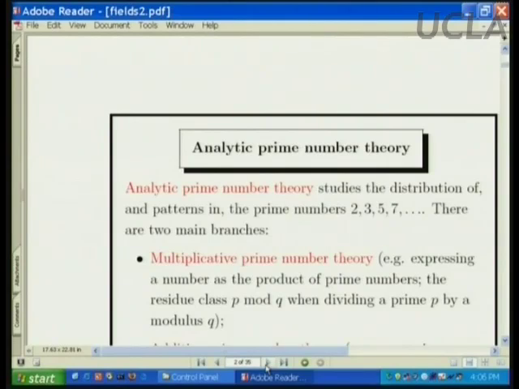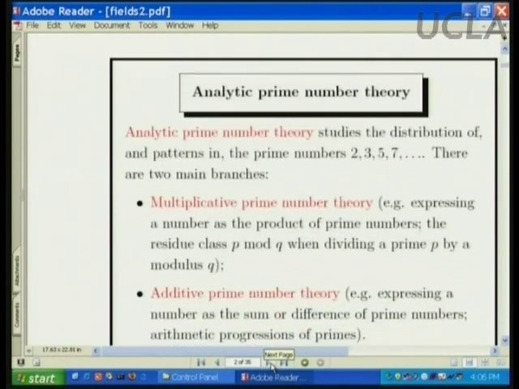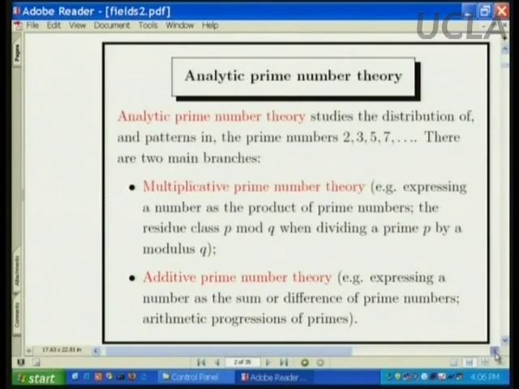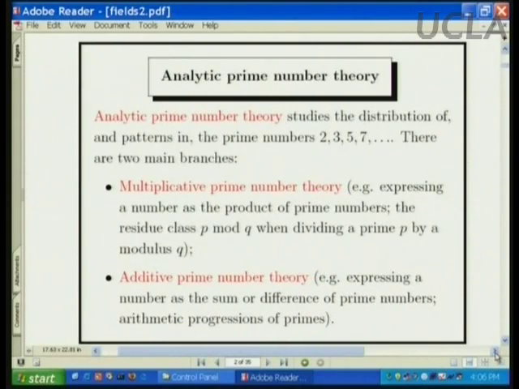So what Ben and I work with is an area of number theory called analytic prime number theory. It's a study of the prime numbers, 2, 3, 5, 7, but not so much figuring out which numbers are prime and which ones are not, but more quantitative things, like how many prime numbers are there from 1 to n, what kind of patterns are there in the prime numbers, things like that.